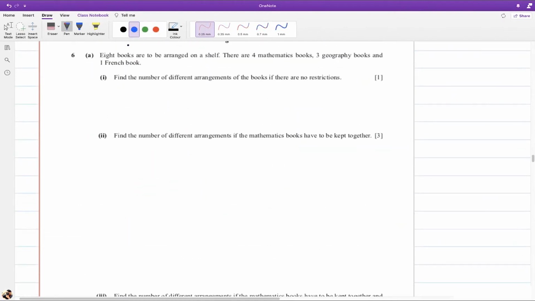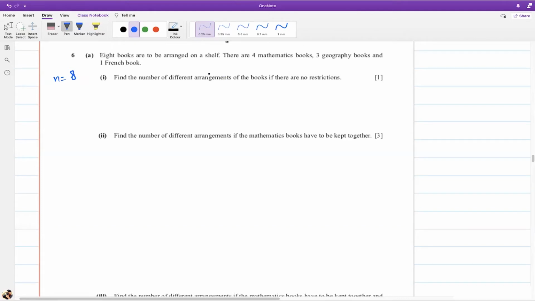Interesting. I always find these problems interesting because they are puzzles, of very high difficulty level. So 8 books are to be arranged. So your total number is 8. Okay. There are 4 maths books, so just make a note of that. 4 maths books, 3 geography books, 1 French book. Okay. Find the number of different arrangements. So you have 3 different types of books. So I'll just take them as types. Find the number of different arrangements of books if there are no restrictions.